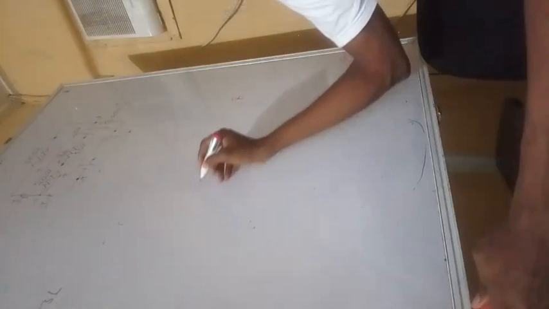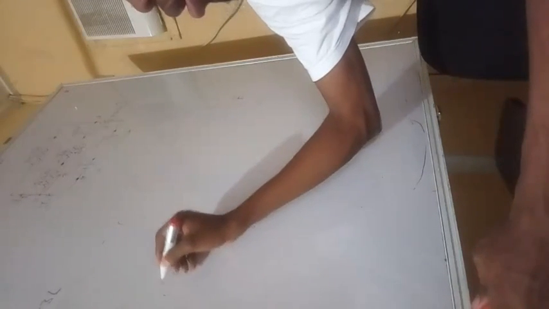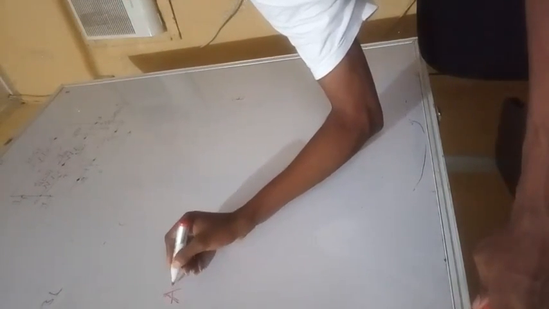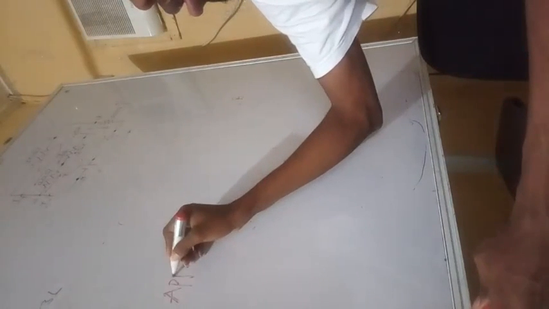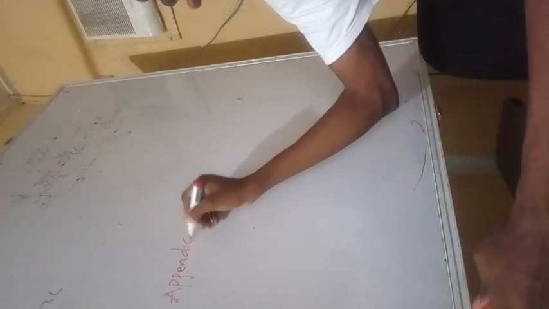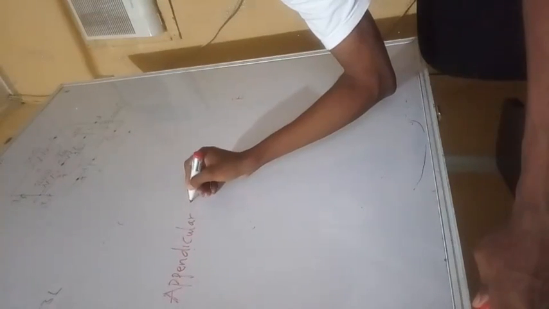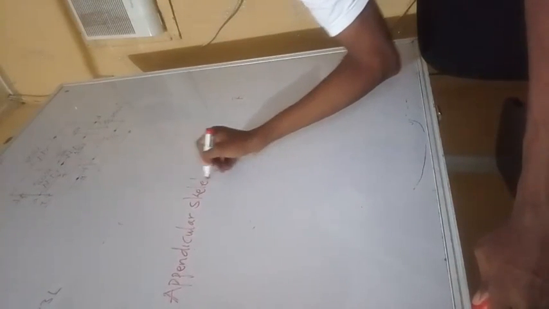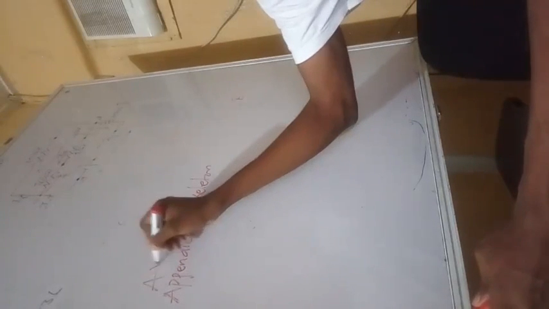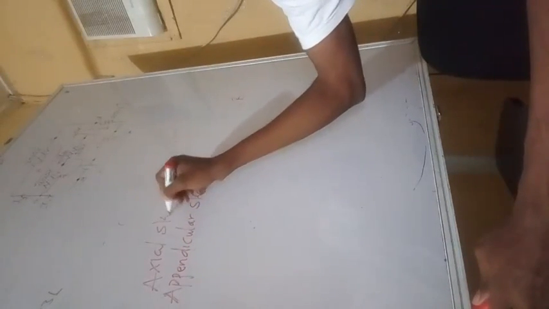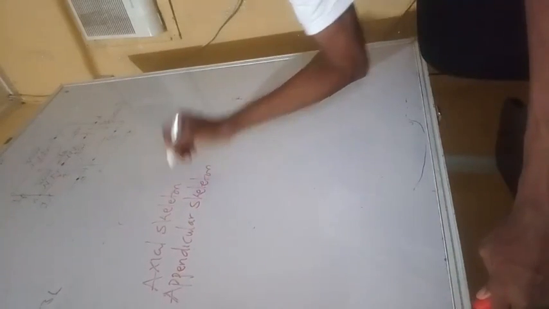We have your appendicular skeleton here, and we also have your axial skeleton. There are 2 types of skeleton that we have. As you can see, this is your axial skeleton, and your appendicular skeleton.